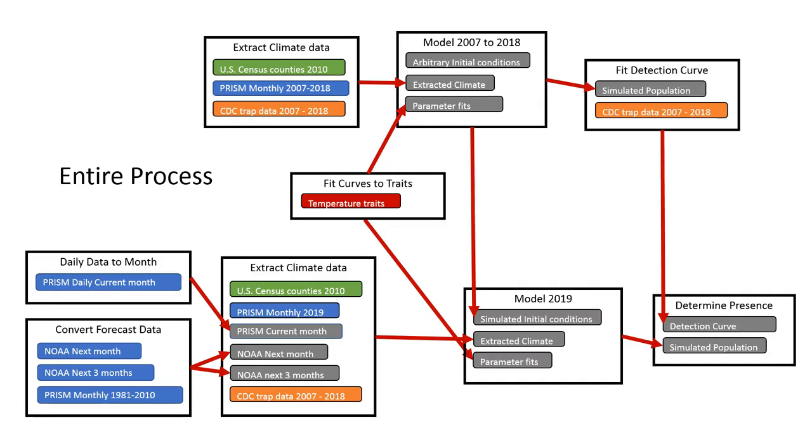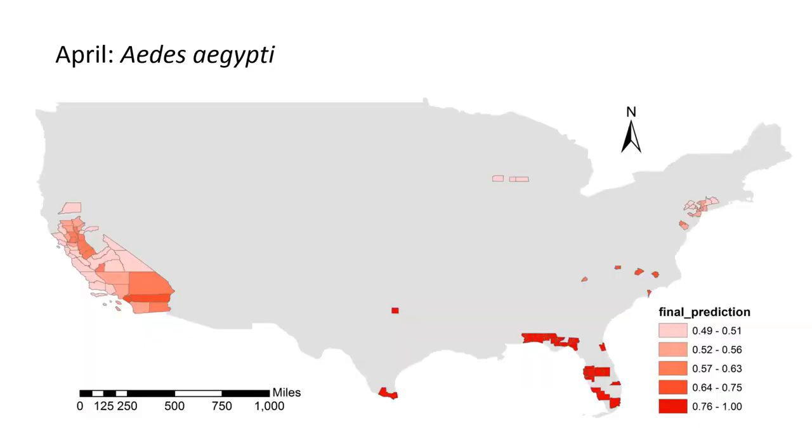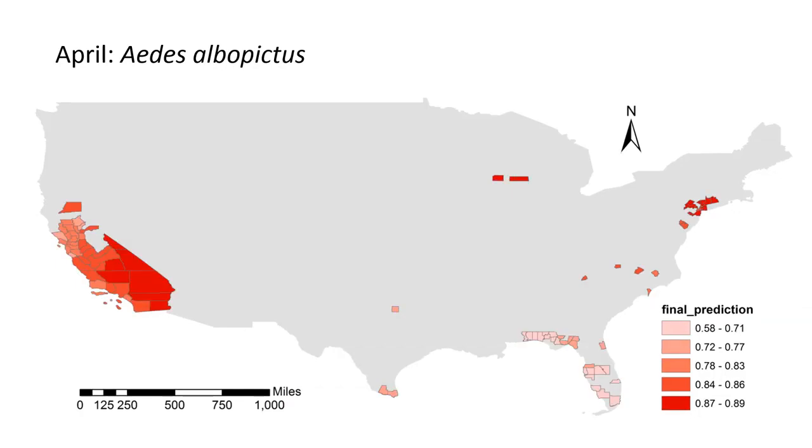This is the entire process. I'd be happy to go over this with anyone interested. These are some of our predictions from April, as an example for Aedes aegypti, and these are some of our predictions for Aedes albopictus.